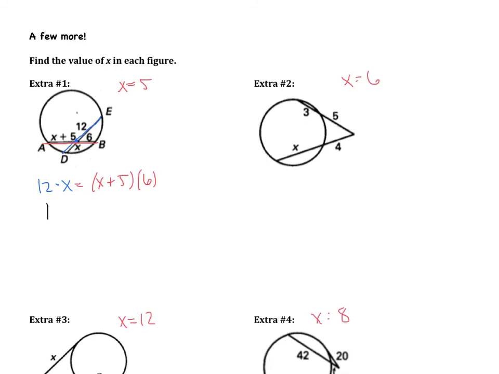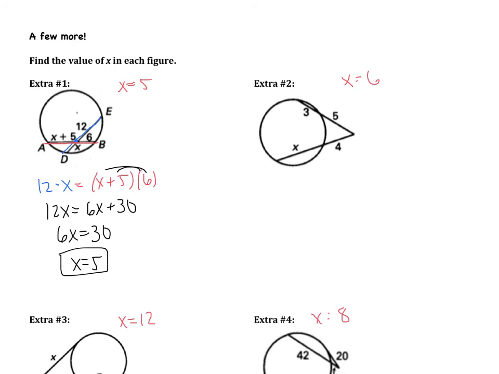Simplifying, the left side becomes 12x. The right side, when I distribute my 6, becomes 6x plus 30. If I subtract 6x, I get 6x equals 30, so x equals 5.